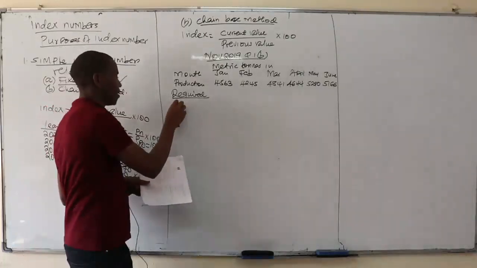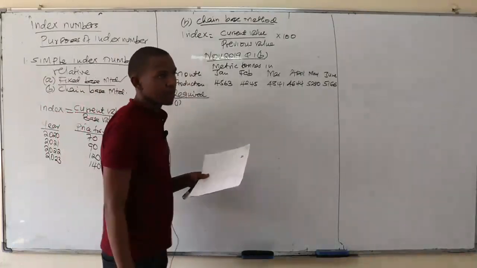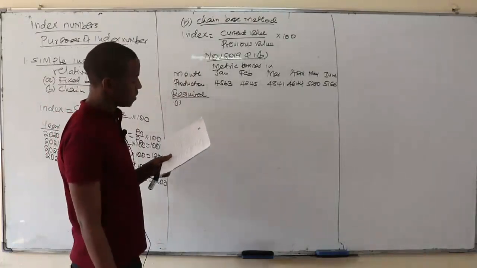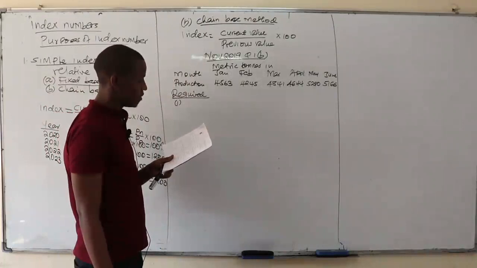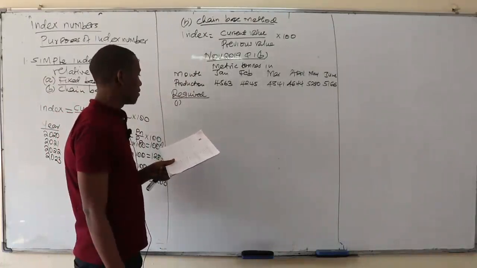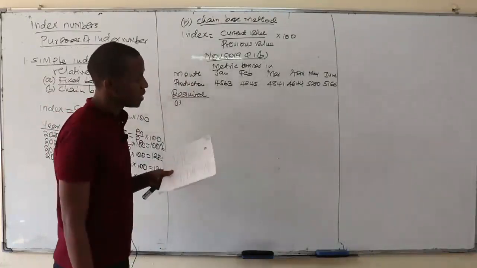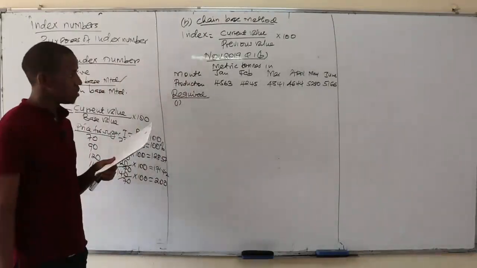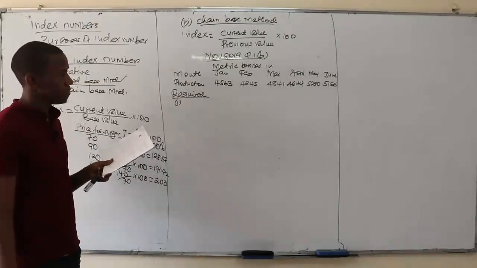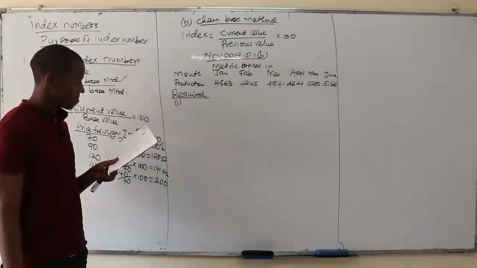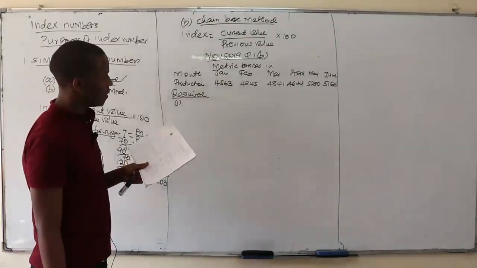So required: Roman 1, the fixed base relative index. Roman number 2, the chain base relative index.